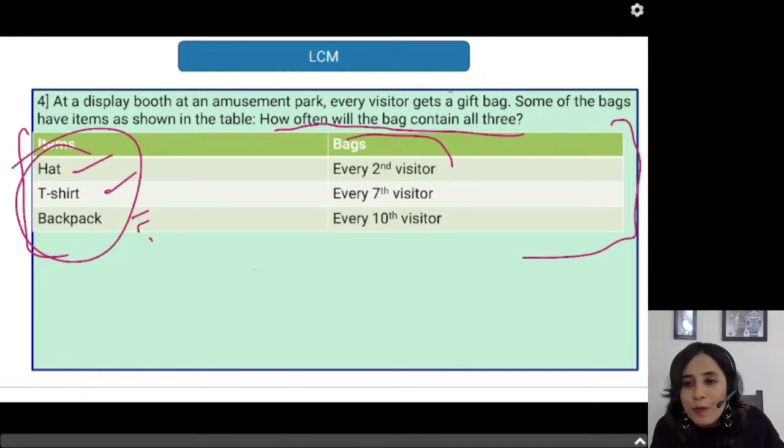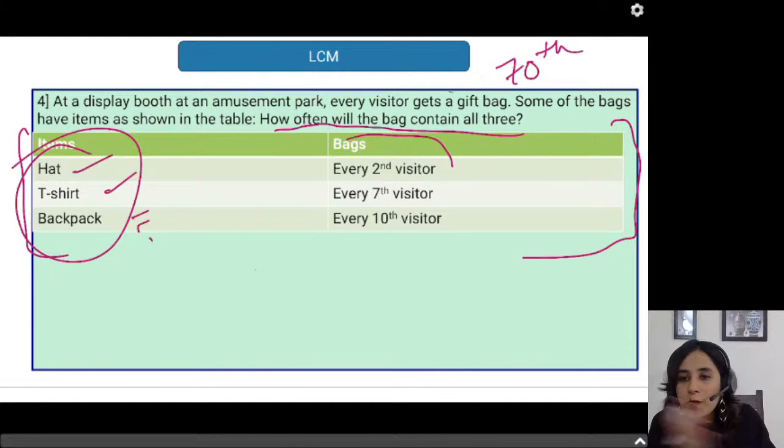We have Noor who is saying 70. The answer to this question is 70. And Tapan who is also saying 70. Noor and Tapan, congratulations. Correct. You both have given the correct answer. So the 70th visitor is the luckiest visitor, and he is the one. Now we have got all the answers saying 70. Correct, correct. This was a very simple question. The 70th visitor is going to get all the three things. He's going to get a hat, a t-shirt, and a backpack.